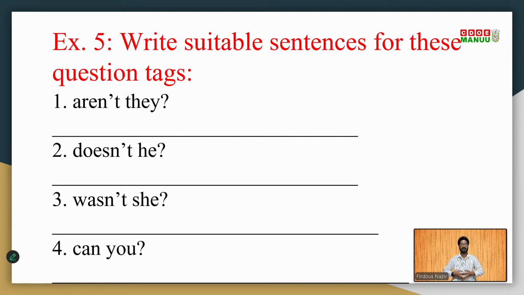Then we have exercise number 5. Write suitable sentences for these question tags. Now we have question tags and we have to write statements for them. Make a statement and add this question tag, aren't they, at the end. They are writing a book, aren't they? They are going to the market, aren't they? They are visiting us, aren't they? All right. Then we have the next one.